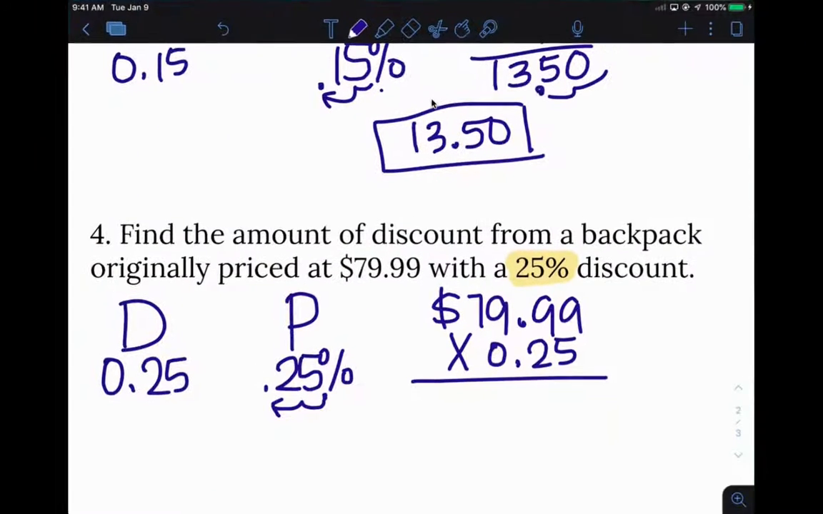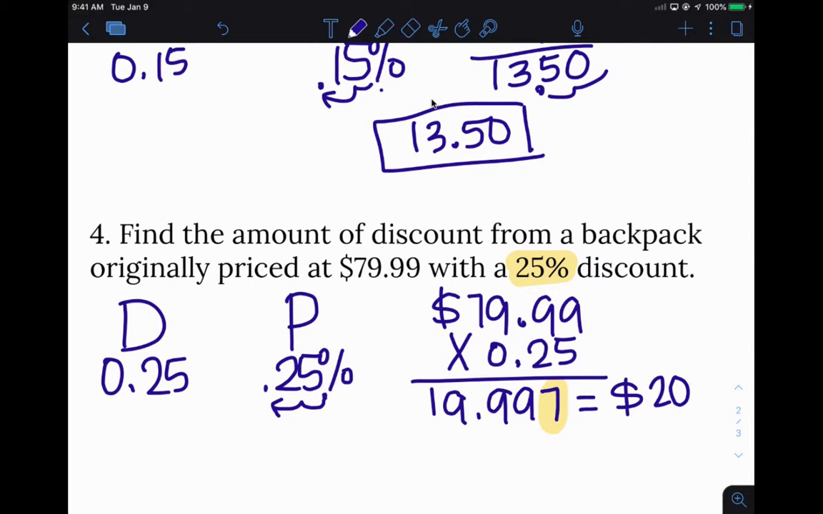So I go, okay, the answer here was 19.997. And what I care about is the third decimal place. So this 7 is going to bump this price up 1 more cent. So this is going to be equal to $20.